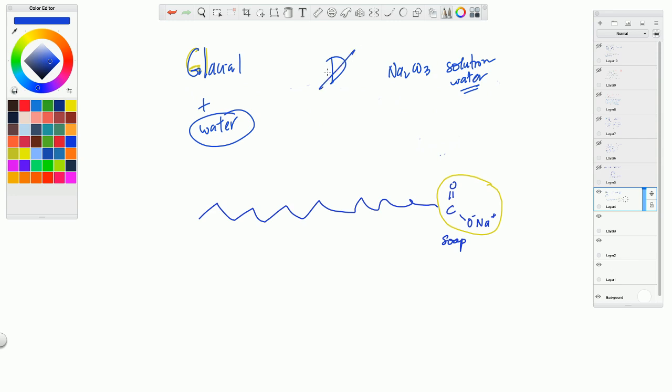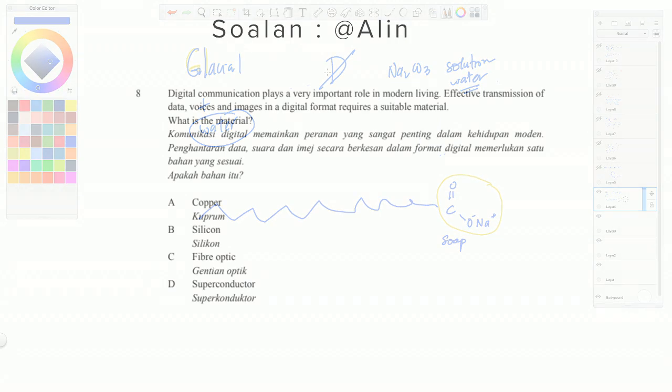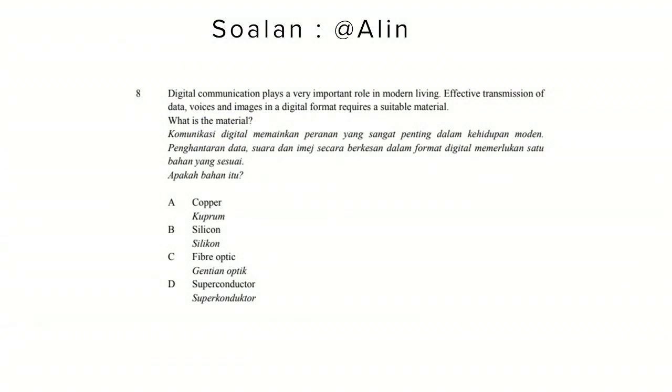Can I have the next question? Digital communication plays a very important role. Voice, images, and digital format require suitable material. So this one is optic fiber, C. Isn't this a physics question though? All right, so digital voices, everything is optic fiber. It can't be superconductor, silicon or copper. Okay, so the answer is C. Next question.